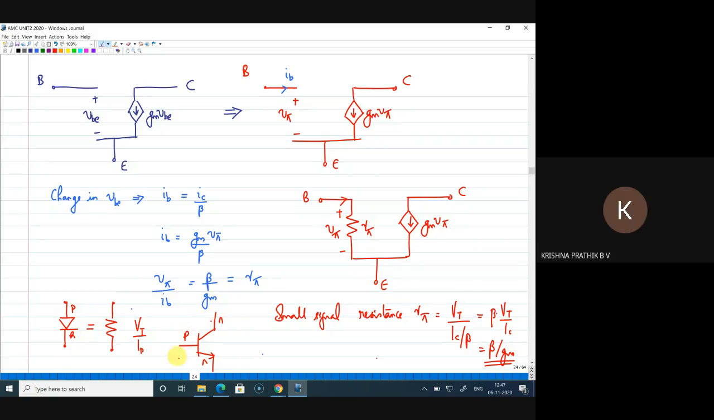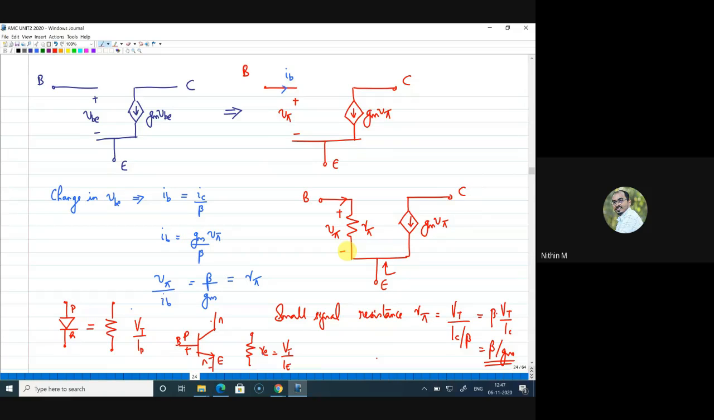Now, when I use a transistor, especially in the active region, this PN junction is forward biased. Between emitter and base, you have a resistance. That resistance is what we call RE, which is actually VT by IE. So the resistance is between base and emitter. So when I look from the emitter, the resistance is RE only.